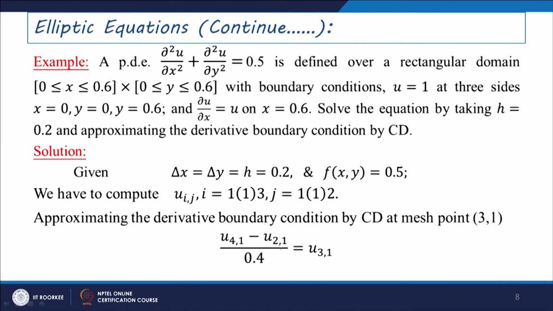If we go for a practical problem here, consider del square u by del x square plus del square u by del y square equals 0.5, defined over a rectangular domain where x lies between 0 and 0.6 and y lies between 0 and 0.6, with boundary conditions u equals 1 on 3 sides, x equals 0, y equals 0 and y equals 0.6, and del u by del x equals u on x equals 0.6. The question asks to solve this equation by taking h equals 0.2 and approximating the derivative boundary conditions by a central difference approximation.